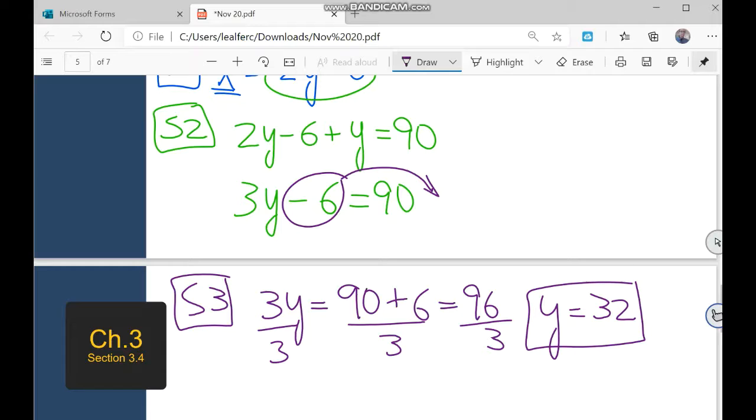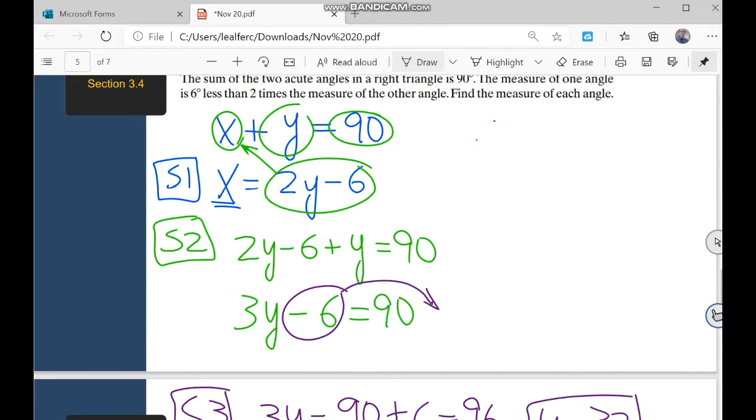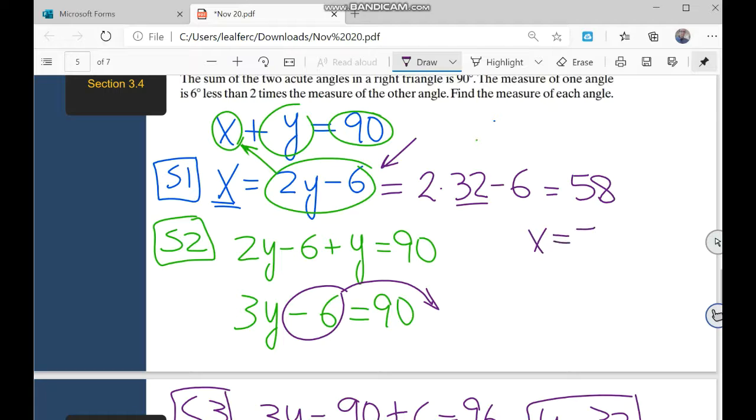How can we find x? Go to the top, step number 1, and plug into this equation here. If we have y equals 32, that means x equals 2 times 32 minus 6. 2 times 32 is 64. 64 minus 6, 58. That means x equals 58. That's it, much faster, see?